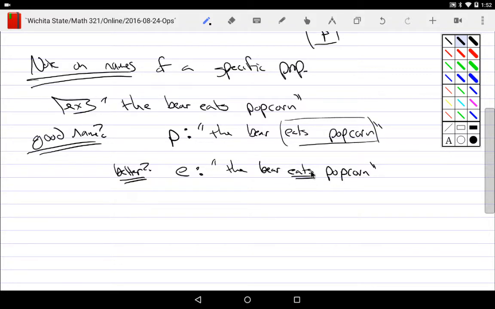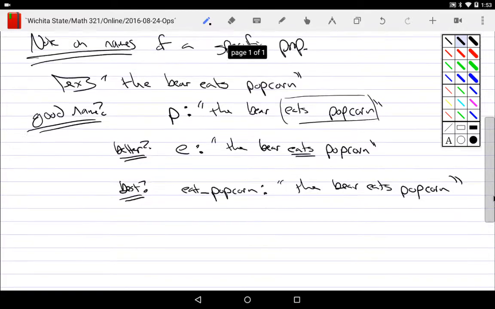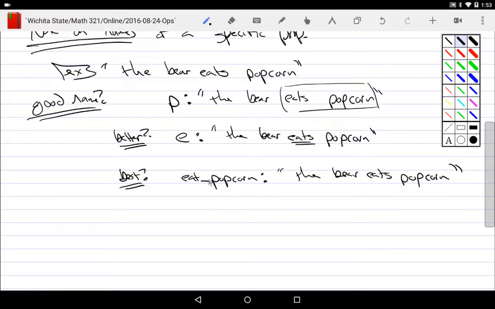So let's focus on the predicate a little bit. Maybe it would be best to do what we normally do in programming, which is pick a variable name that makes sense. Since I have the ability to write longer things, why don't I just simply say eat, or maybe eat underscore popcorn denotes the bear eats popcorn, right? That would make a lot more sense, to pick a variable name like a programmer would, so that when I see it, eat underscore popcorn, or maybe camel case, eatPopcorn, right? Name the variable in a way that makes sense.